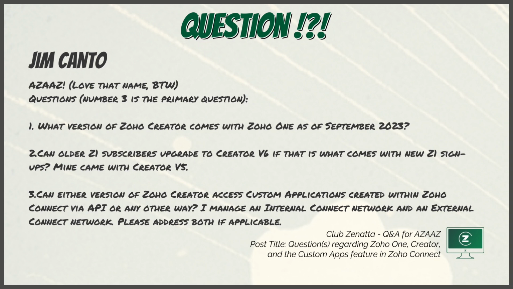Can older Zoho One subscribers upgrade to Creator V6 if that's what comes with the new Zoho One signups, which it doesn't, but you can upgrade to V6 if you're on V5. And then question number 3, can either version of Zoho Creator access custom applications created within Zoho Connect via API or any other way? I manage an internal Connect network and an external Connect network. Please address both if applicable.